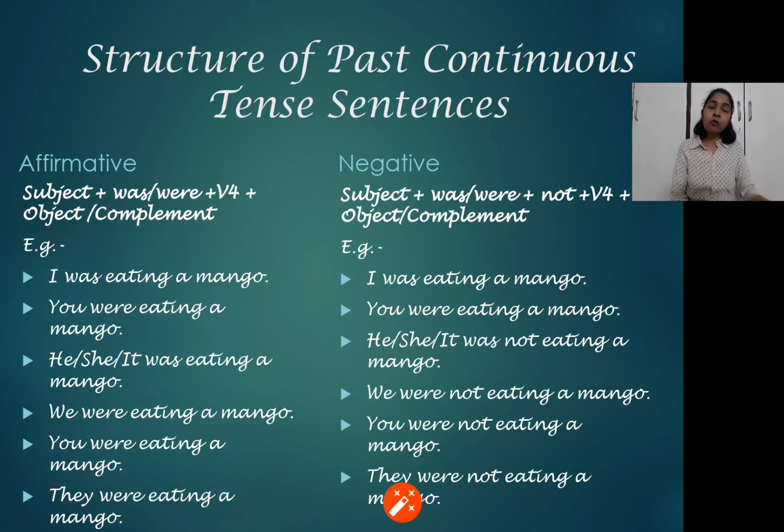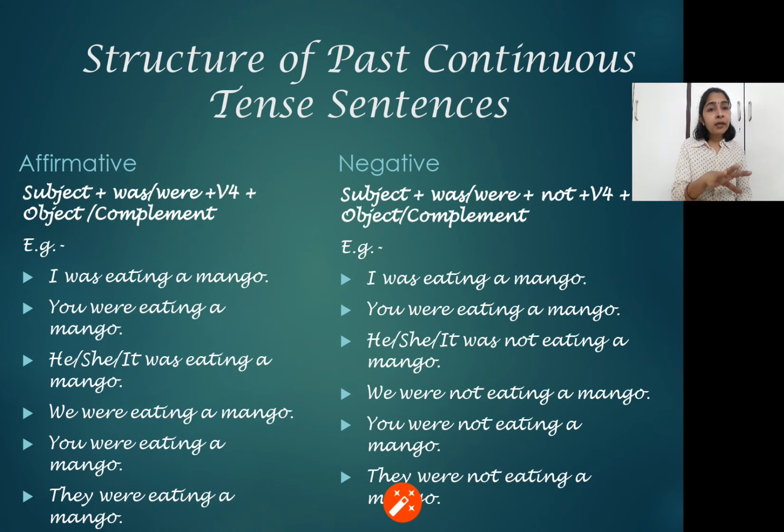is used in all the continuous tenses. So when you see the word continuous, be sure that you're supposed to use the fourth form, that means the ing form of the verb. And next comes the object or complement. As we saw in the previous sentences, in all the sentences they were either objects or complements. That means something related to the action we were saying, so they are complements. Now let's see the sentences.